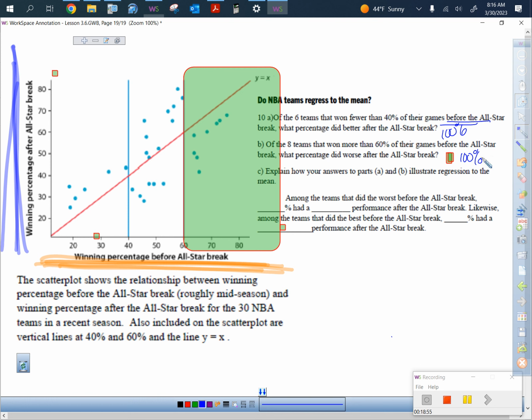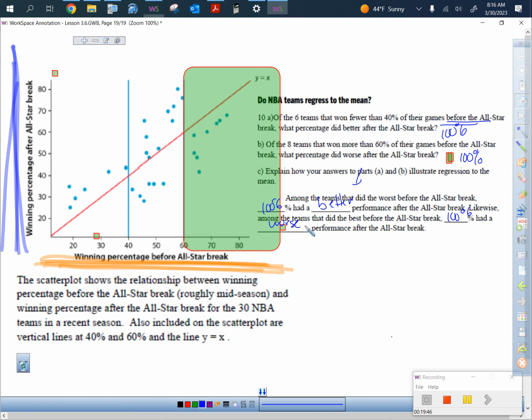So to fill this guy out and finish us up, explain your answer right here. Among the teams that did worse after the All-Star break, 100% of them had a better performance. Yep. Better performance.